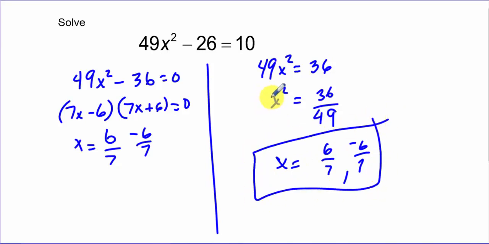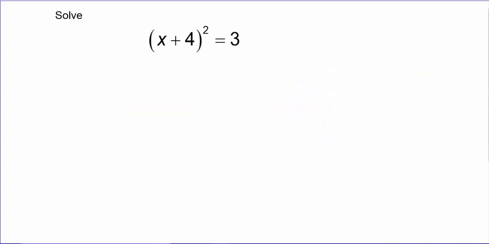Basically what I did was I square rooted both sides. I know that if it's a squared term, I have the positive and negative answer. So I say that's just plus or minus 6/7. And like I said, that's going to lead into our next topic.